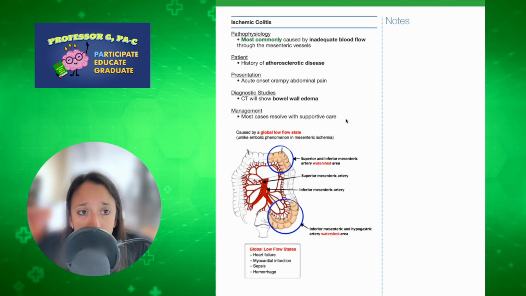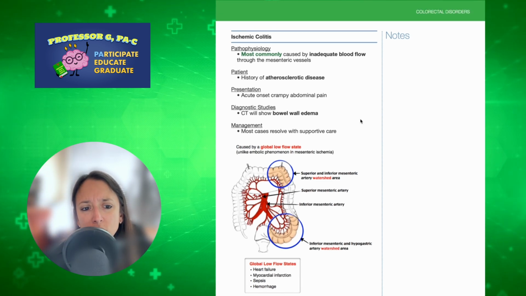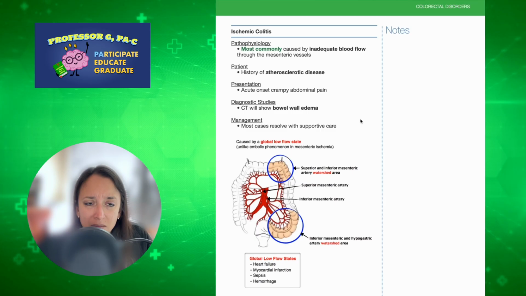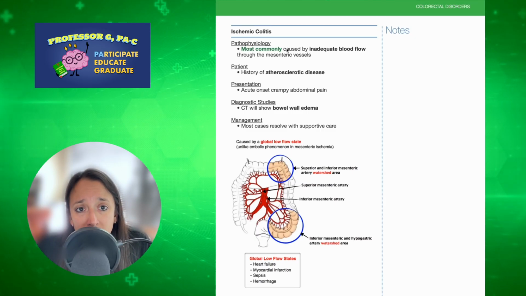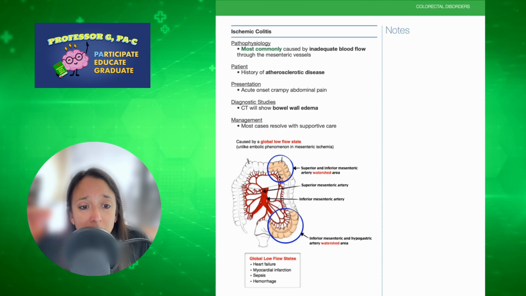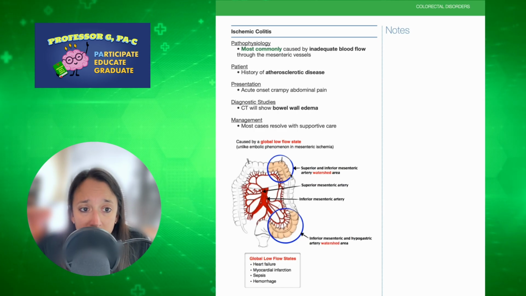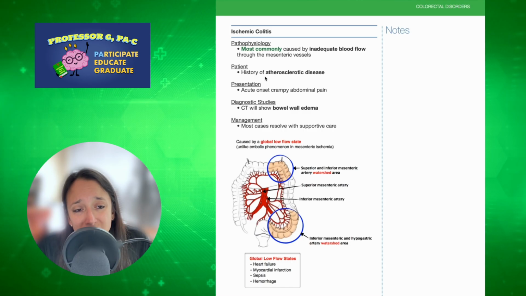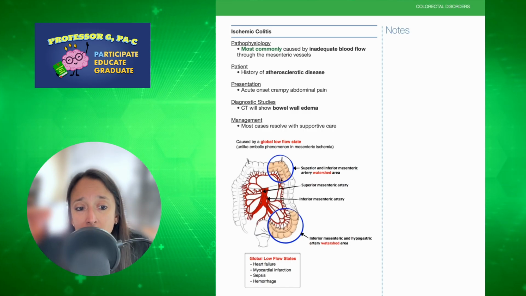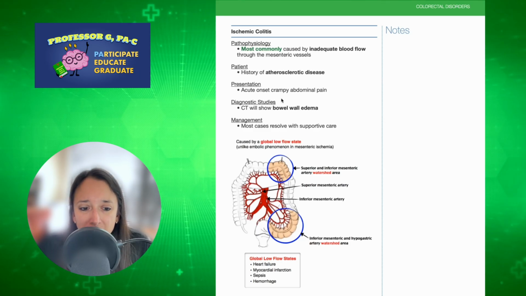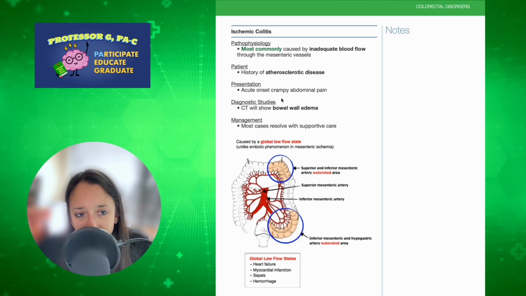Now on to ischemic colitis. We don't talk about this too much, but essentially what ischemic colitis means is that we don't have good blood flow to the gut. So it's most commonly caused by inadequate blood flow through the mesenteric vessels for any specific reason. It can usually present in a patient with a history of atherosclerotic disease. They already have narrowing of the vessels. They'll get acute onset of crampy abdominal pain. It's usually out of proportion to the exam.